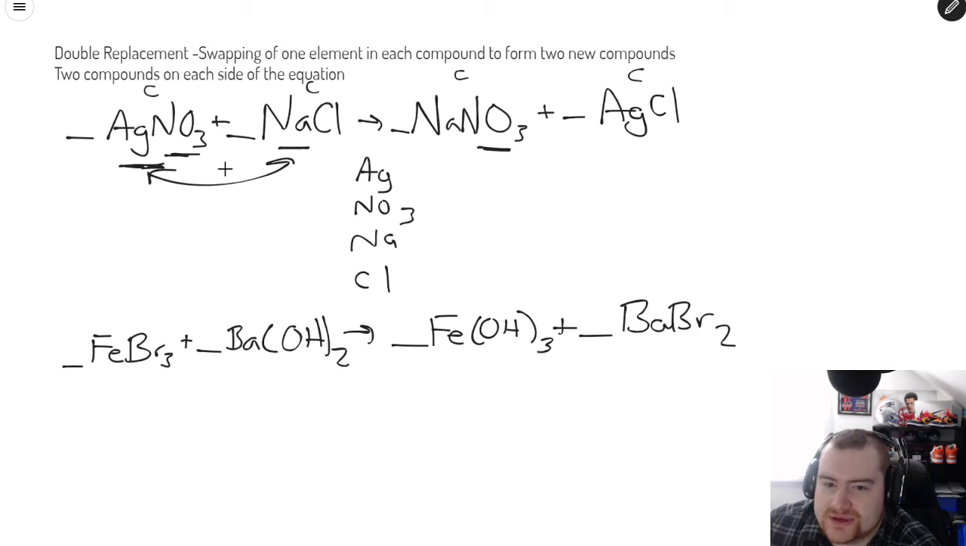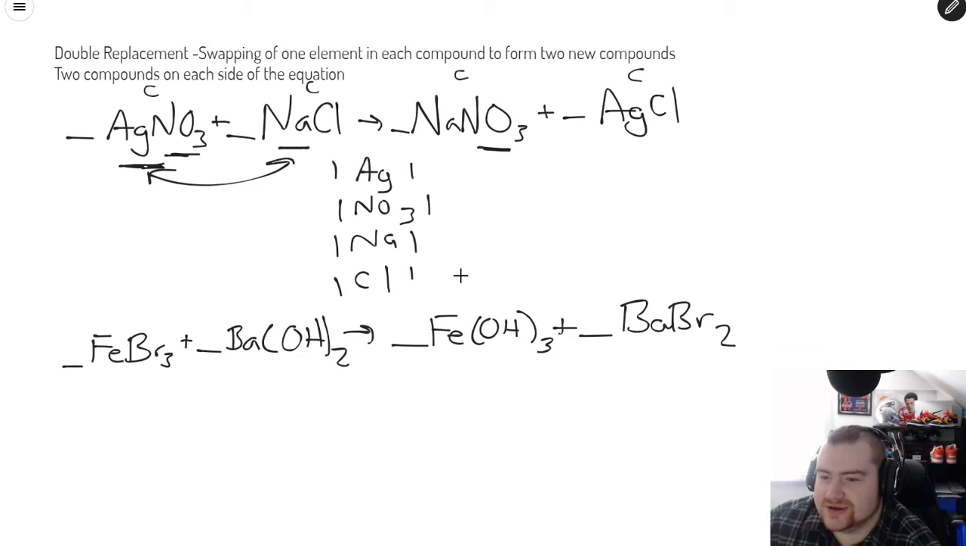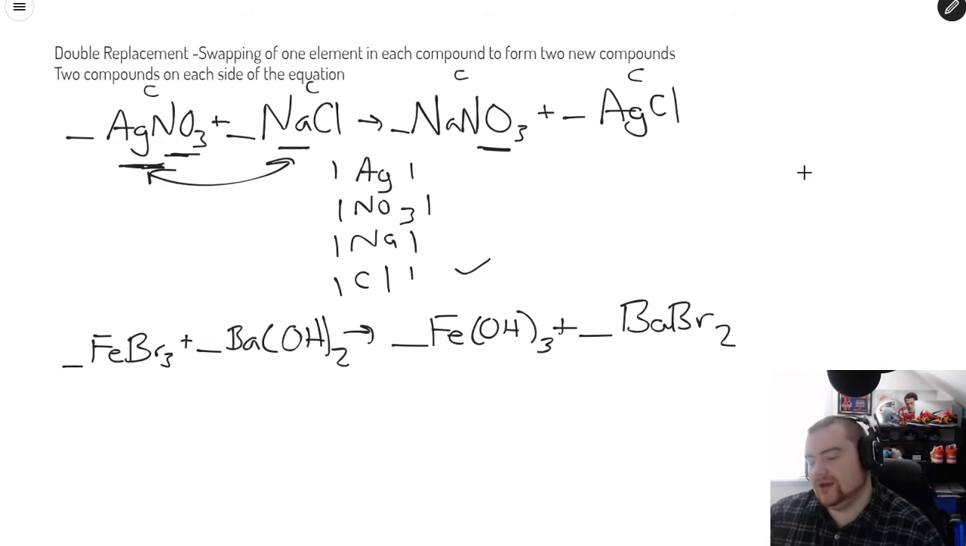Alright, now we count them up on each side. One silver, one nitrate, one sodium, one chlorine. Look at that. It's already balanced. So sometimes you'll get equations that are already balanced. This happens a lot when the charges of the cation and anion are all ones around the board, and that's what we have here. All the charges of these ions are 1.